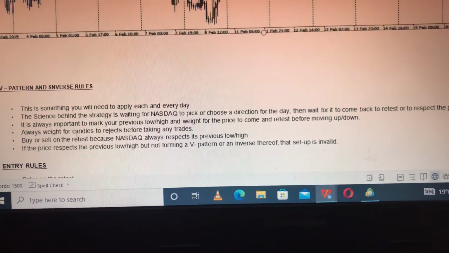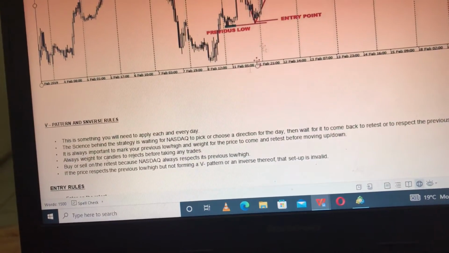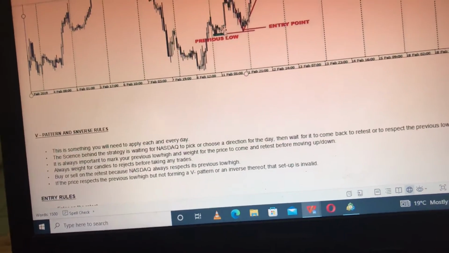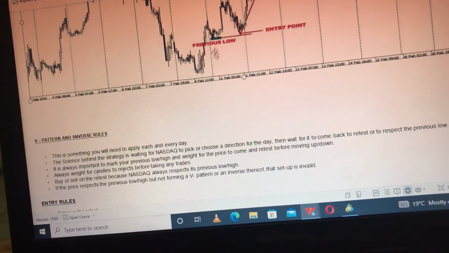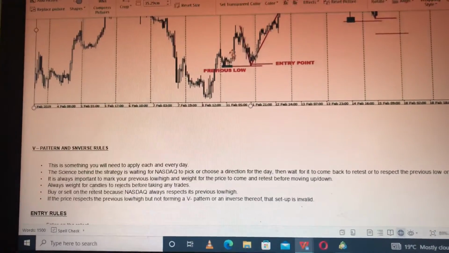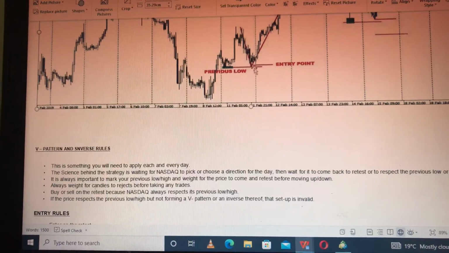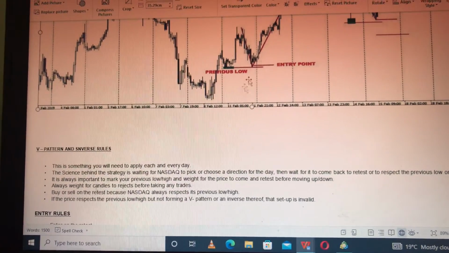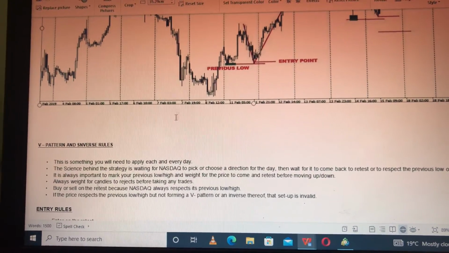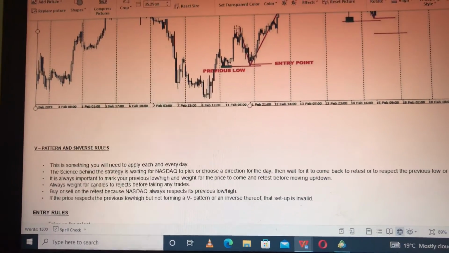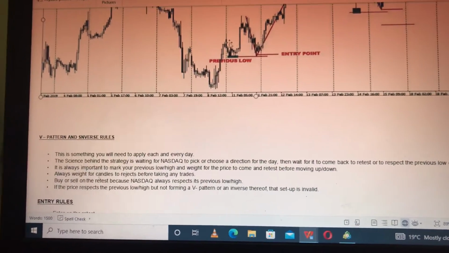Always wait for candles to reject before taking any trade. This is a rejection. You see this line here, it's a rejection. You see this line up here, it's a rejection. These wicks are called rejections. So always wait for a candle to reject before you enter your trade.